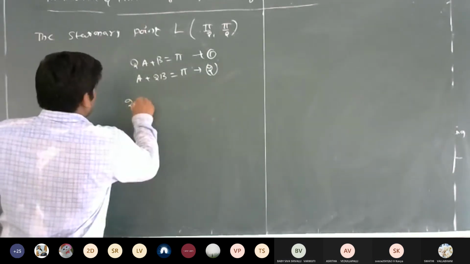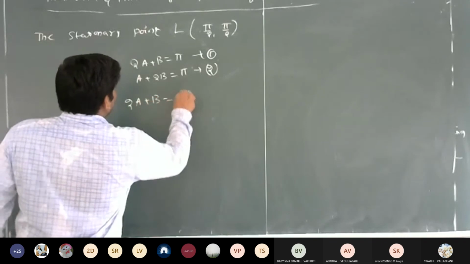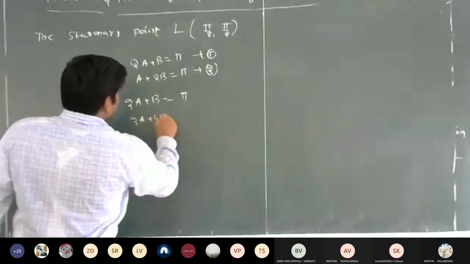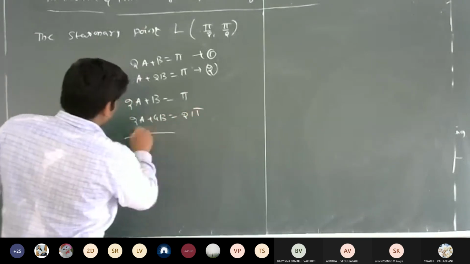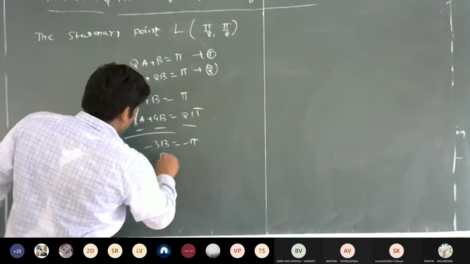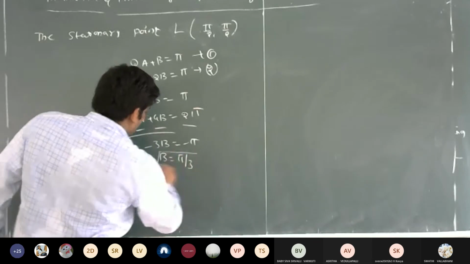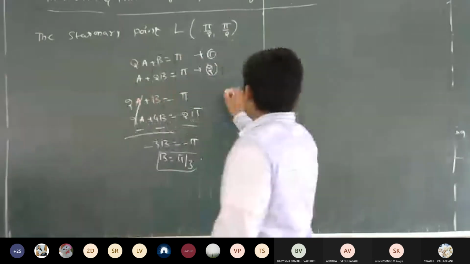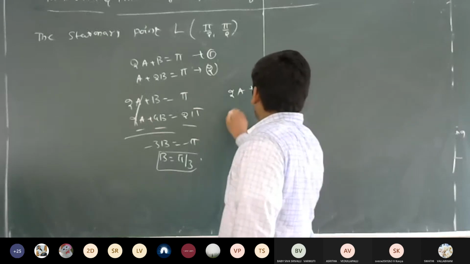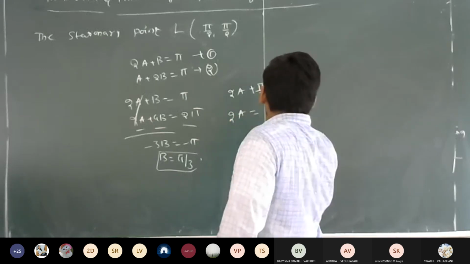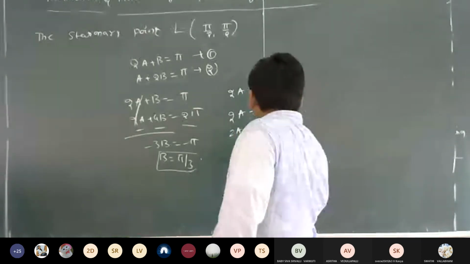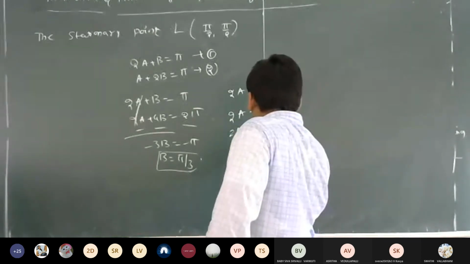You just multiply the second equation by 2, so it becomes 2a plus 4b is equal to 2 pi. Subtracting, minus 3b is equal to minus pi, so b is equal to pi by 3. Substitute the value of b here: 2a plus pi by 3 is equal to pi. 2a is equal to pi minus pi by 3, so 2a is equal to 2 pi by 3. So a is equal to pi by 3.